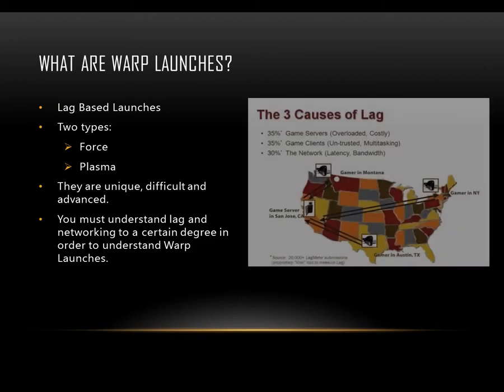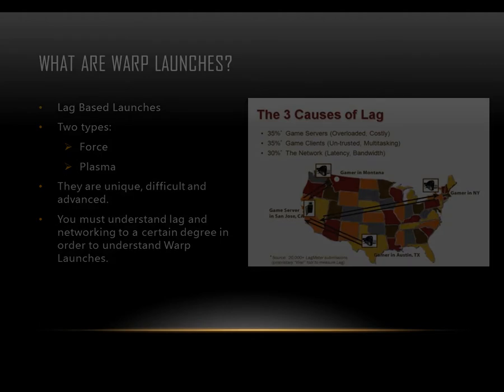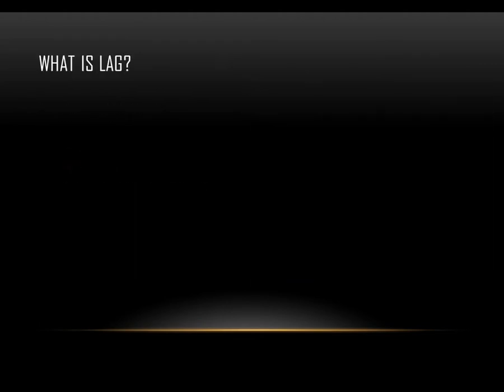This is a little diagram. It's supposed to talk about the three causes of lag. It mentions game servers, clients, and the network. This is pretty accurate for some games, but not for all games. Essentially, the main cause for lag is really just distance. It's the number of stations your data has to pass through. But anyways, what is lag?